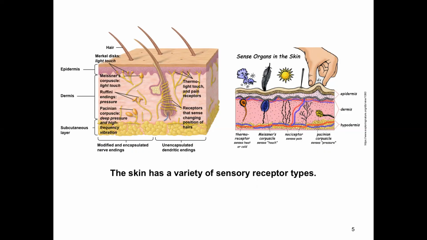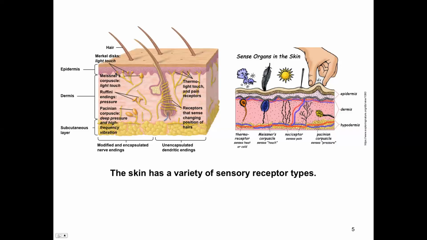It's because they're different types of neurons. Some of them are going to be modified and encapsulated, some will not be, and the type of information they're sending to the brain is a little bit different. You'll also notice that some of them are located in different places. Light touch is going to be closer to the epidermis, whereas deep pressure, like the Pacinian corpuscle, is going to be further away. Others are going to be located along the hair. Some are going to have free nerve endings penetrating right up into the epidermis.